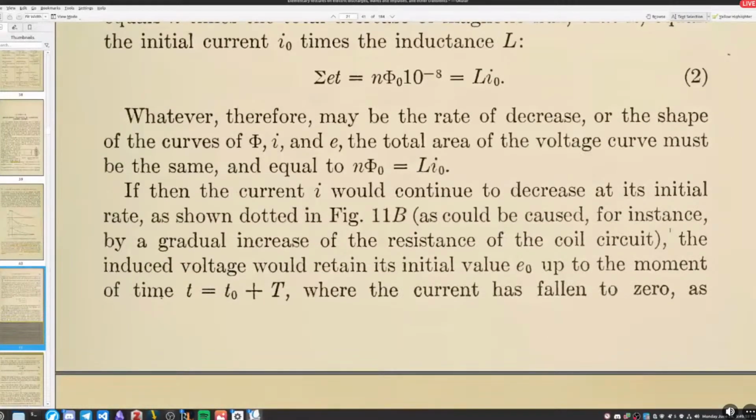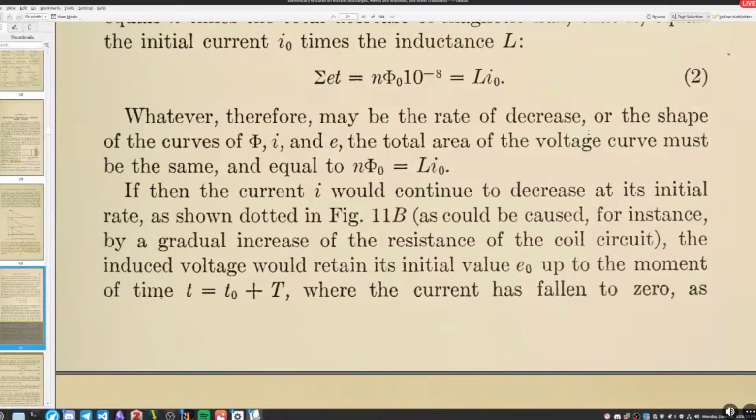Whatever, therefore, may be the rate of decrease or the shape of the curves of phi, i, and e, the total area of the voltage curve must be the same and equal to N phi naught, which equals inductance times current naught.